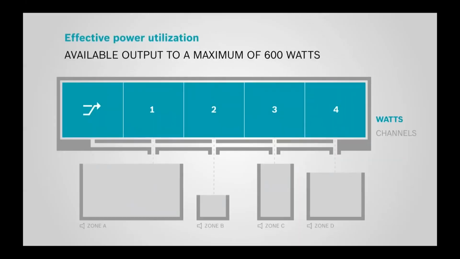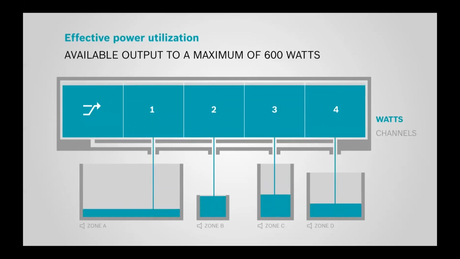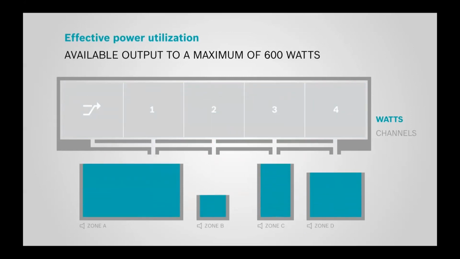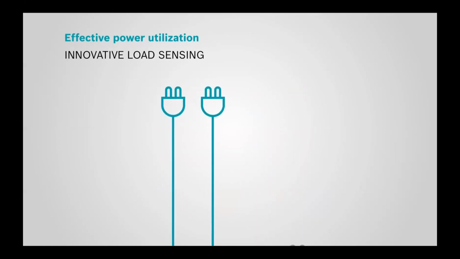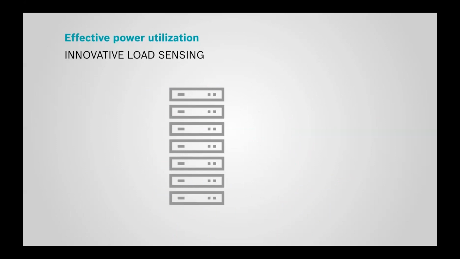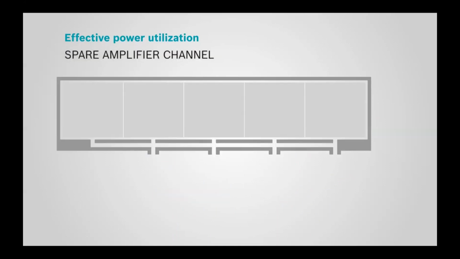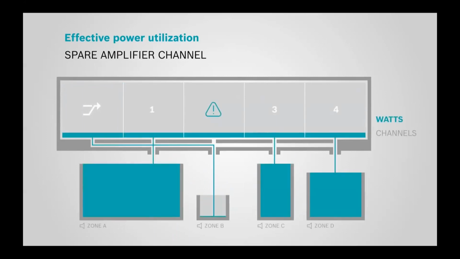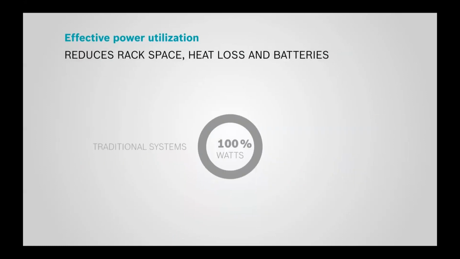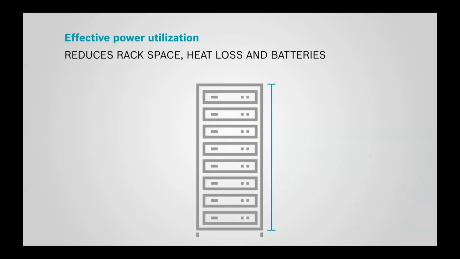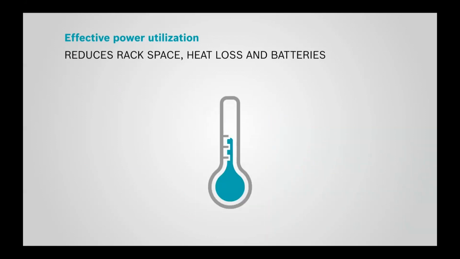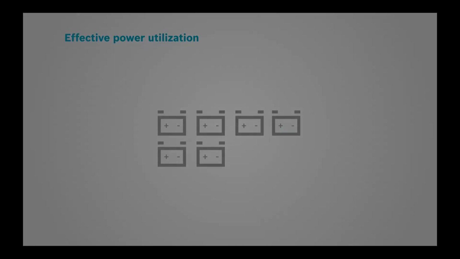Presensa adapts intelligently to connected loudspeaker loads, dividing the available output power across all channels to a maximum of 600 watts. Innovative load sensing allows Presensa to maximize efficiency, which means less surplus power, less supply power, and fewer amplifiers are needed to cover the speaker's power demand. Each Presensa amplifier includes a spare amplifier channel, which automatically takes over in the case of a failing channel. Compared with traditional systems, Presensa uses around half the amount of amplifier power to do the same job. This reduces rack space, heat loss, and fewer batteries are required.